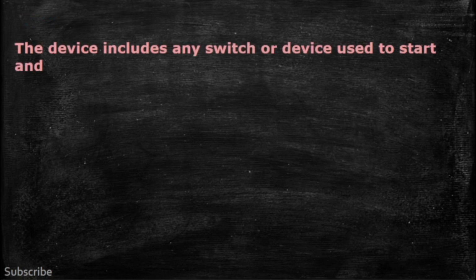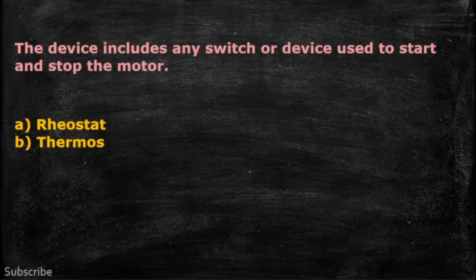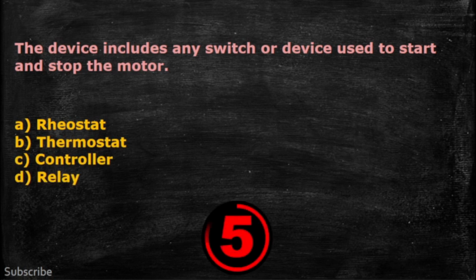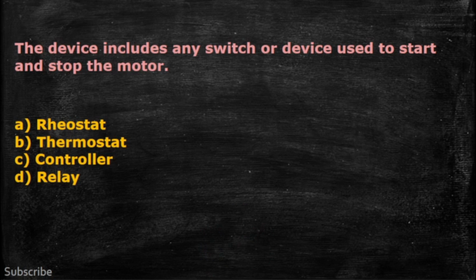Question number 41. The device includes any switch or device used to start and stop the motor. A. Rheostat. B. Thermostat. C. Controller. D. Relay. The correct answer is letter C. Controller.